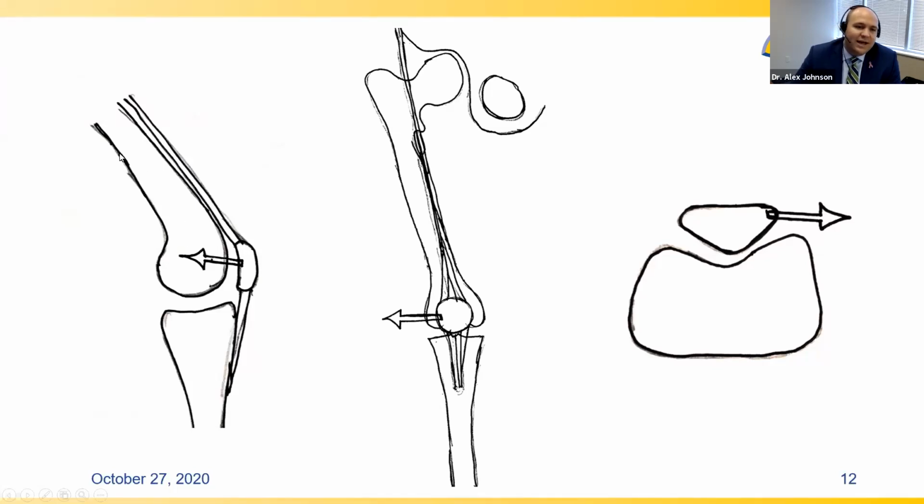This is what the knee looks like. This is a femur, this is a tibia, and this is a patella here. And this is looking at it from the side. Well, your patella acts like a fulcrum and it allows you to bend your knee. But there's a ton of force that goes underneath your patella, up to 8 times your body weight at any point in time. So it's a lot of force.